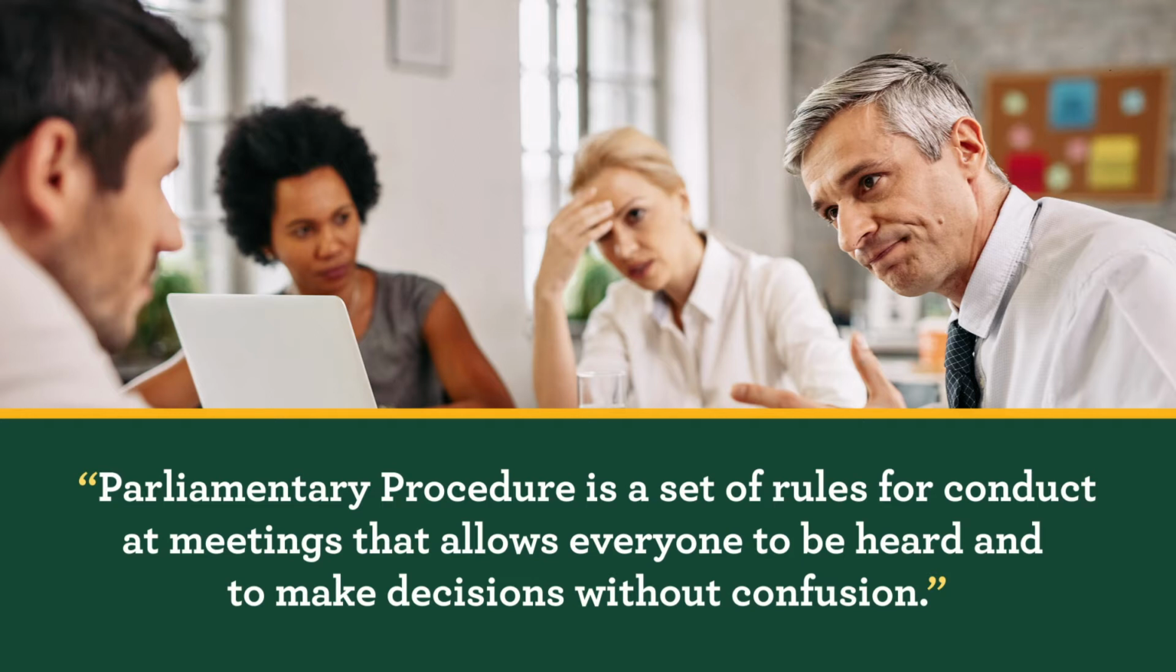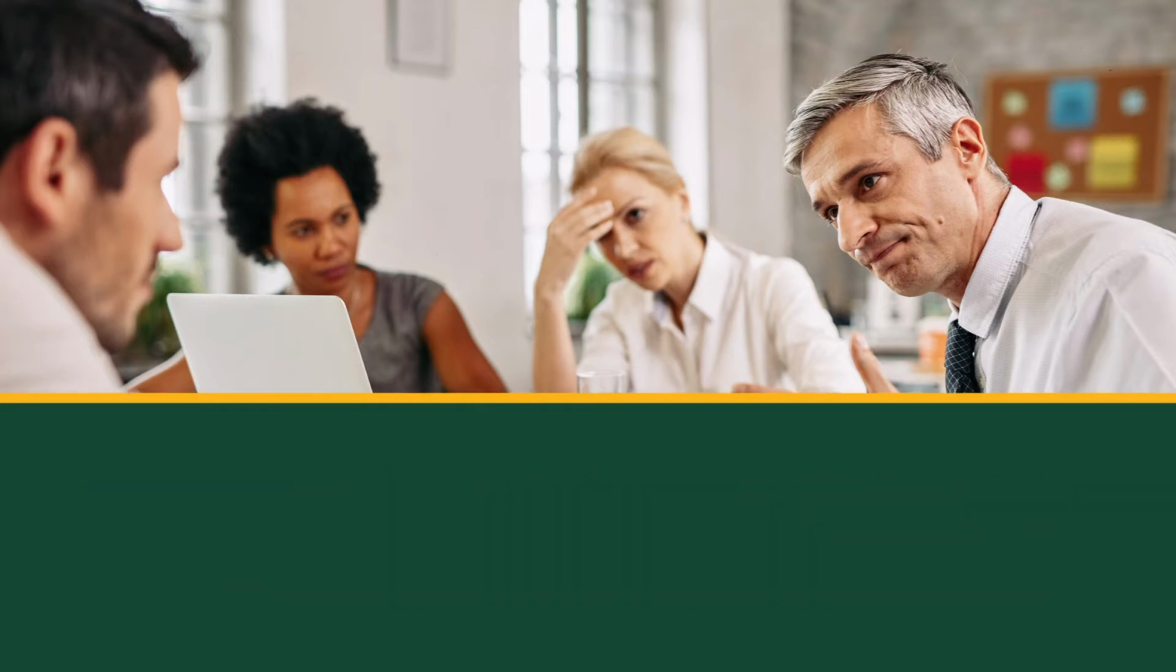Parliamentary procedure is a set of rules for conduct at meetings that allows everyone to be heard and to make decisions without confusion. You may have also heard of Robert's Rules of Order, which is a user-friendly adaptation of parliamentary procedure that we'll be referencing. Following a few basics of parliamentary procedure will allow you to conduct meetings efficiently and reduce common frustrations that result from a poorly run meeting. You'll spend your time on the right issues, as well as assure the minority is heard and the majority wins.